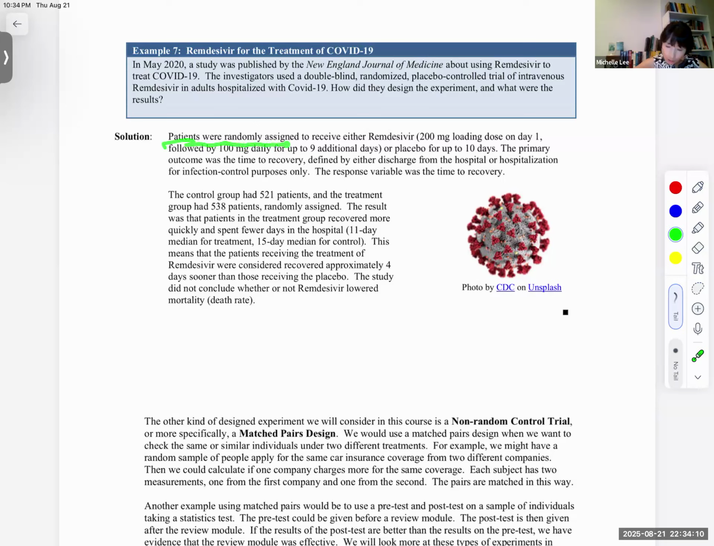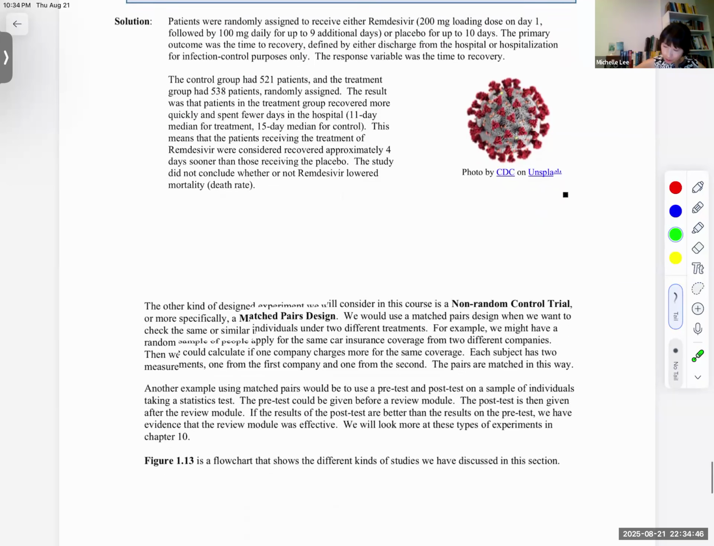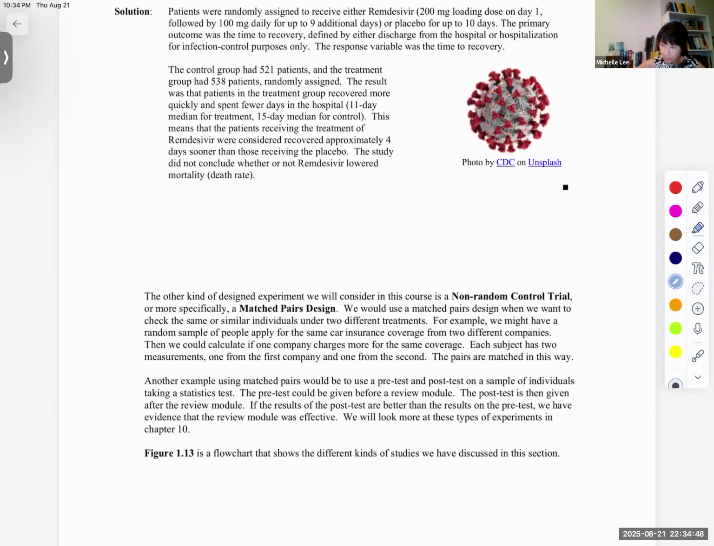Patients were randomly assigned to receive either remdesivir, a 200 milligram loading dose on day 1, followed by 100 milligrams daily for up to 9 additional days, or placebo for up to 10 days. Okay, so please read this one. And then we have two terminologies there. I just made a copy and paste.